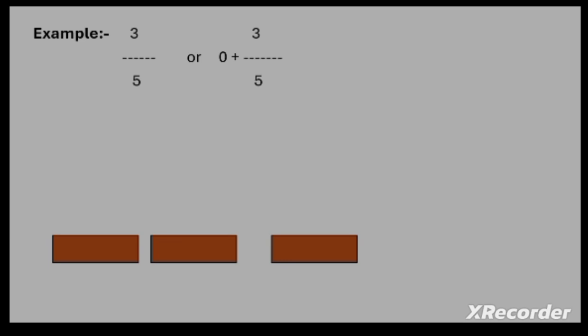Now let us see another example. Okay, so now over here we have 2 whole 3 upon 4. 2 is the whole number and 3 upon 4 is a fraction. In other words, we can say 2 plus 3 upon 4.